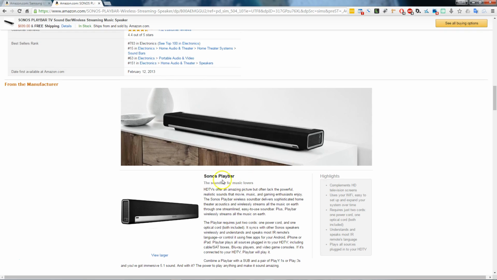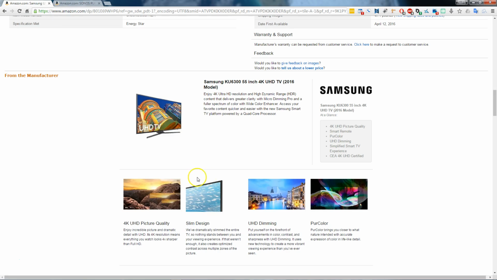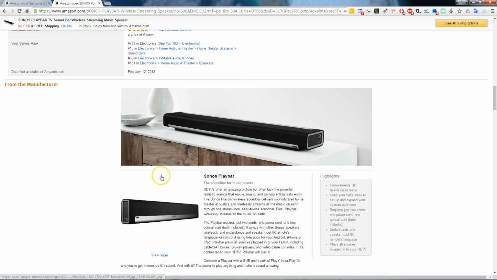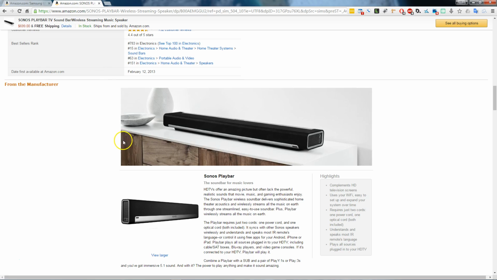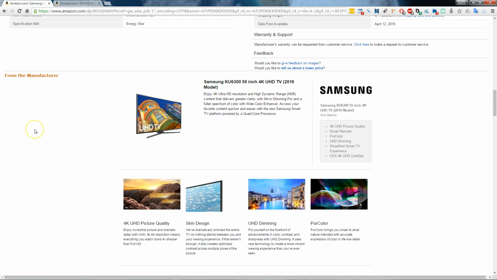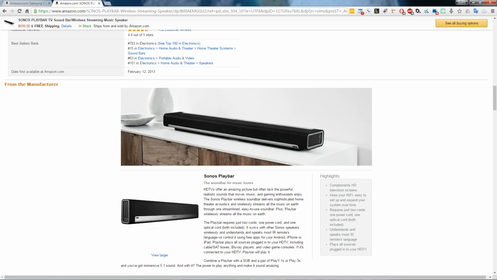This is a sound bar, so this is a speaker, and this is a television. One is written quite poorly, the other one is written very well. And just as a test, which one do you think is the poorly written one and the well-written one? A or B? Speaker or television? The answer is B. This is the well-written one. Let's have a look why.